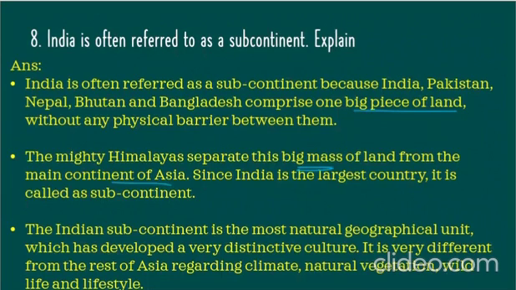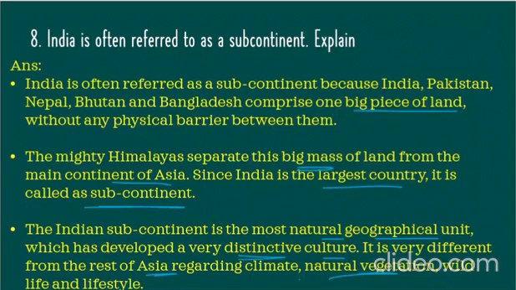So, since India is the largest country in Asia, it is known as the subcontinent. It is known as a subcontinent because it had other countries also included in it, right? What is a continent? A continent is where there are many countries, correct? So India had many countries: Pakistan, Nepal, Bhutan, Bangladesh. They were included. So that is why India is known as a subcontinent. Even the Indian subcontinent is the most natural geographical unit. It has developed a very distinctive culture, very different from the rest of Asia regarding climate, agriculture, wildlife and lifestyle. So as I said, India, the subcontinent, has diversity. There are many cultures, many different food items, different clothing, right?